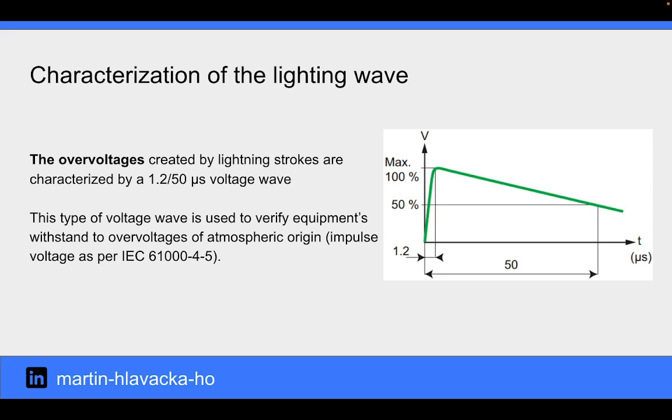Overvoltages generated by a lightning strike are characterized by a voltage wave of 1.2/50 microseconds. This type of voltage wave is used to verify the withstand of equipment to overvoltages of atmospheric origin.